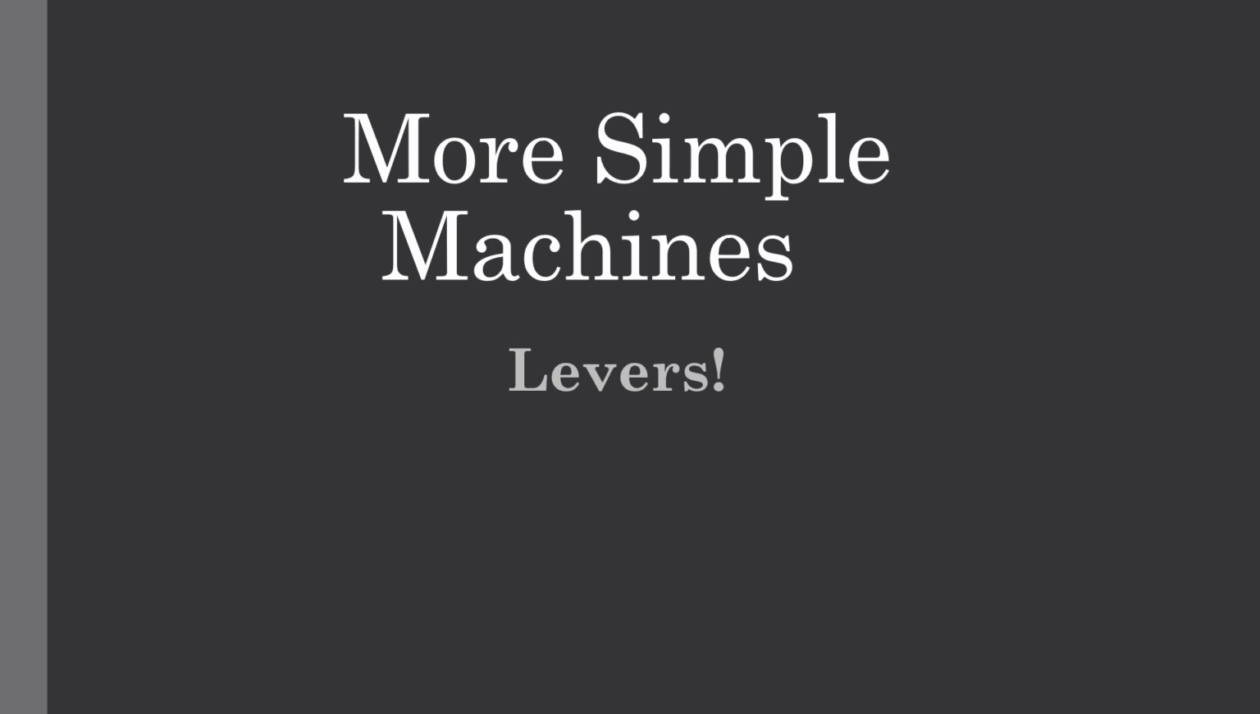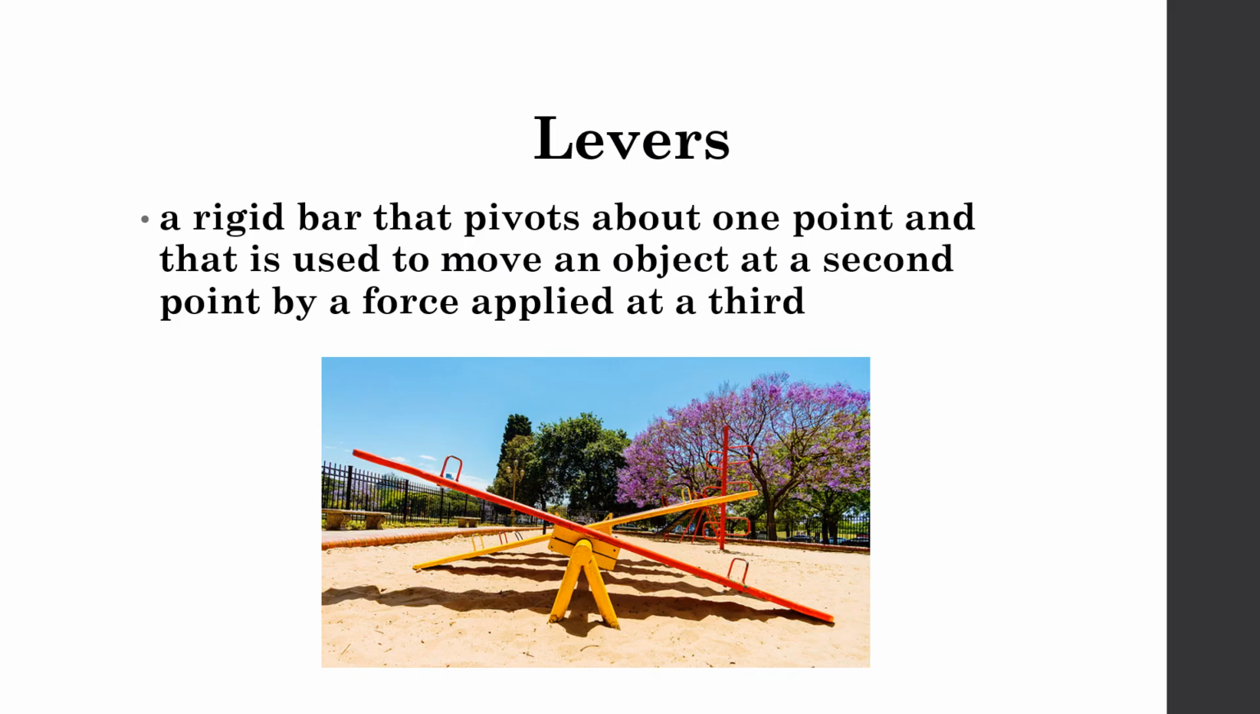So, here we go, moving on to levers. A lever is simply a rigid bar that pivots about one point and is used to move an object at a second point by a force applied at a third. Okay, that definition sucks. It's tough to understand what that's actually saying.